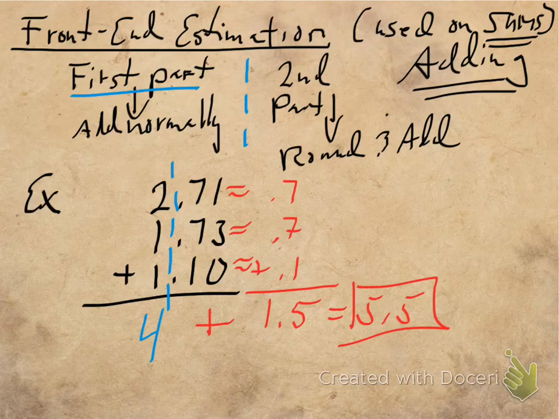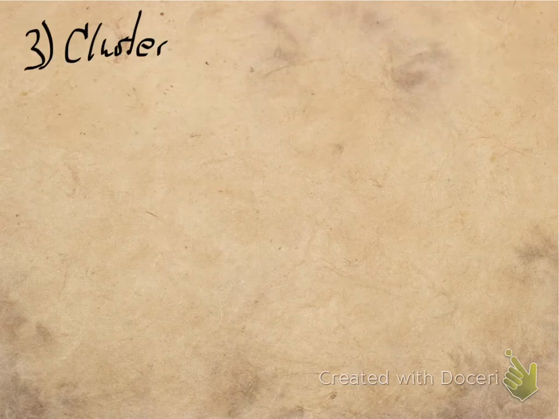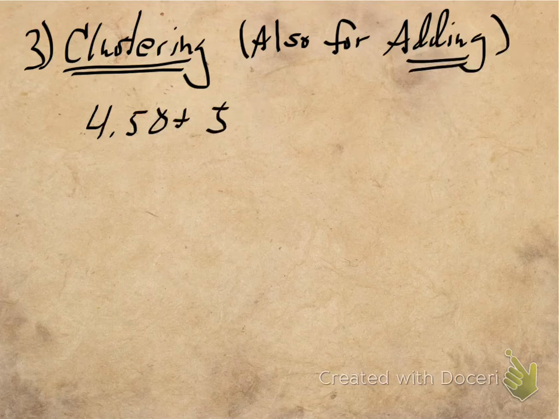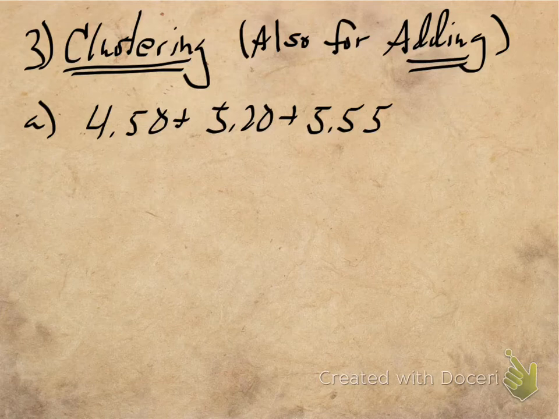Now, I said we're going to talk about 3. So we've done rounding and we've done front-end estimation. So the next and the third one is called clustering. Now this is also only used for adding. And it's even worse than that. You can only use it for adding, and you can only use it when you're adding up a bunch of numbers that are reasonably close to the same number.